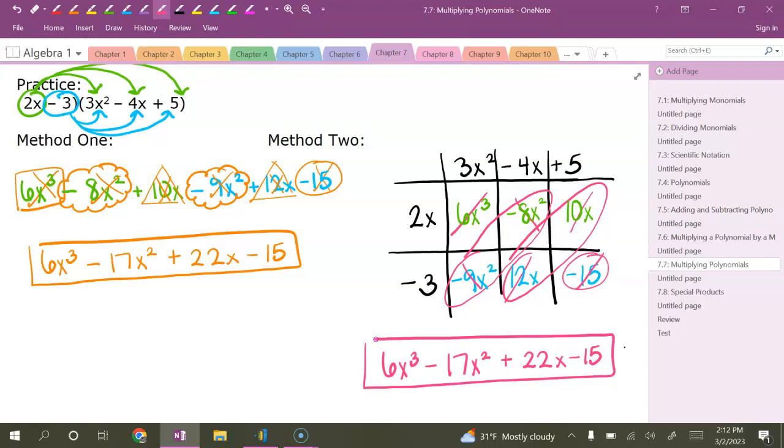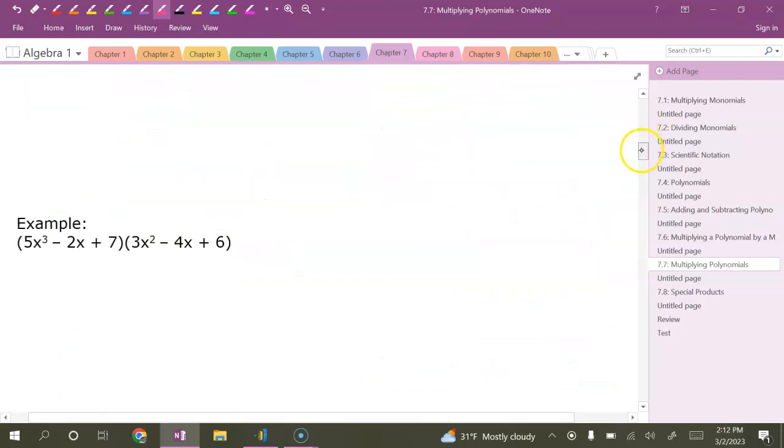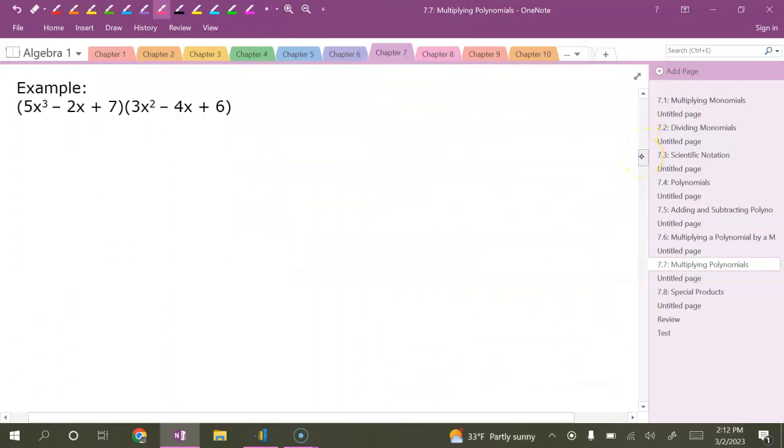Now, as I go forward, I am going to use the box method because I prefer that method out of the two. And I also just think that the box method is easier for especially this next example. The reason why is that on this one, you're taking a trinomial times a trinomial. So you have 3 terms times 3 terms.